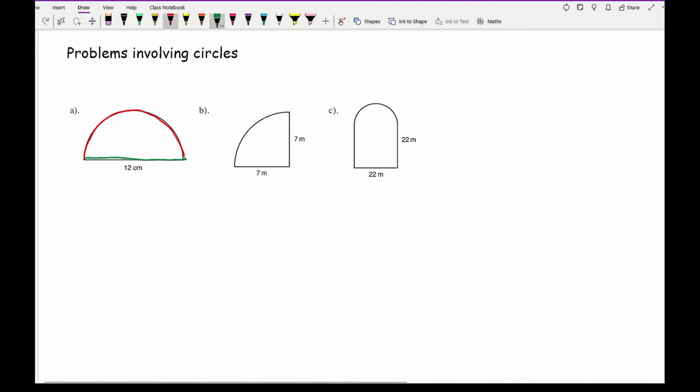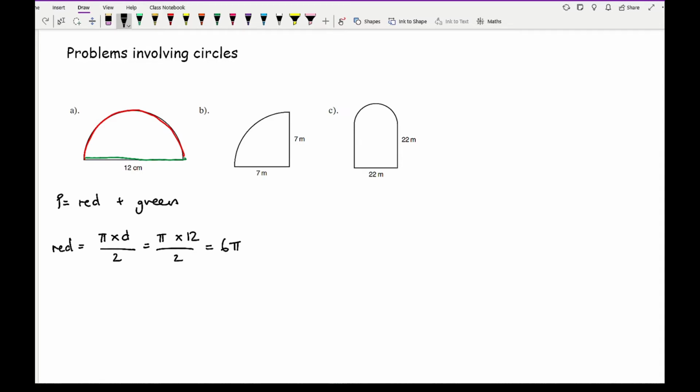Now the perimeter of this shape is the red plus the green. To work out the red, that's going to be a semicircle, so that's pi times the diameter, because I've been given the diameter, which is 12, and I'm going to divide that by 2. Substituting numbers, I've got pi times 12 divided by 2, which gives me an answer of 6 pi.